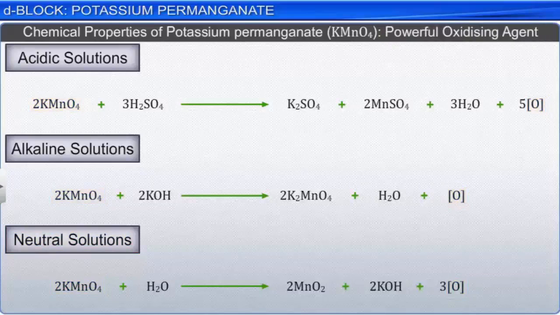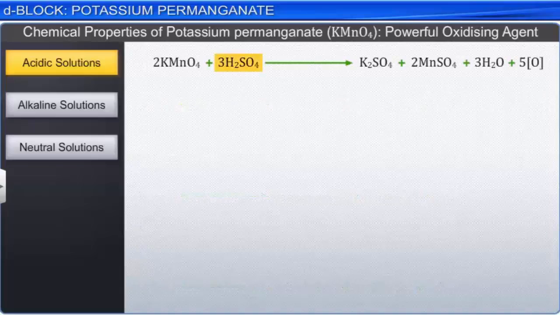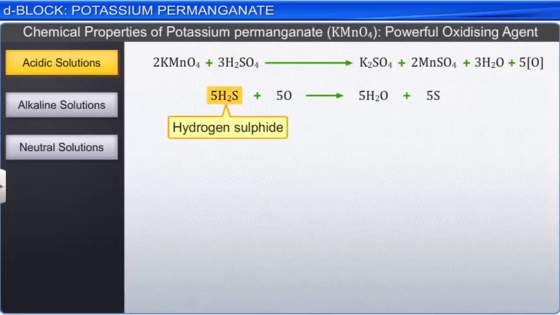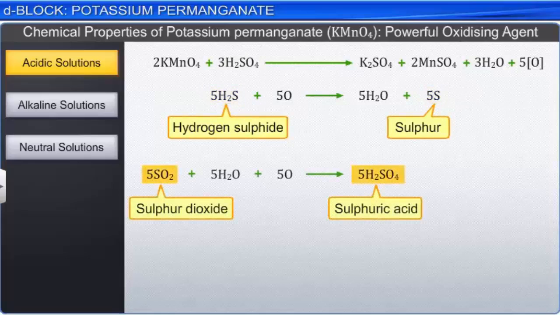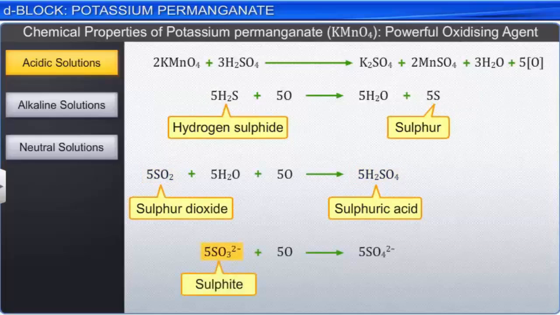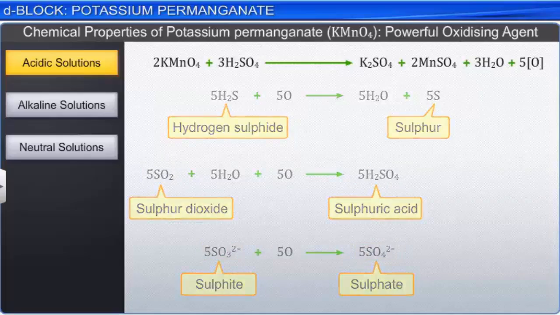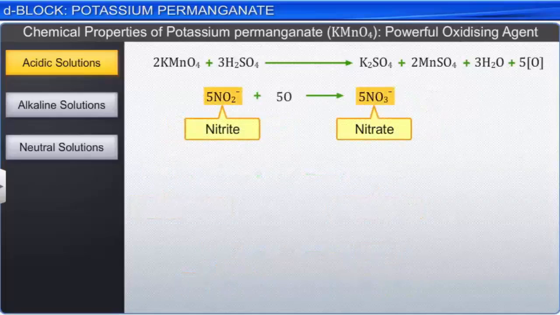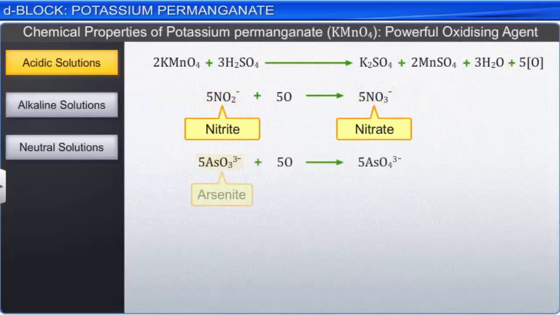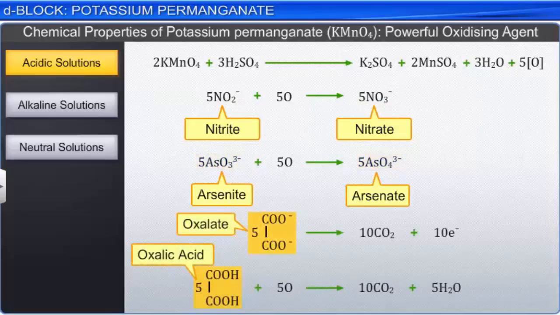In an acidic medium, it oxidizes sulfides or hydrogen sulfide to sulfur, sulfur dioxide to sulfuric acid, sulfites to sulfates, nitrites to nitrates, arsenites to arsenates, oxalates or oxalic acid to carbon dioxide, ferrous salts to ferric salts, iodides to iodine, and hydrogen peroxide to water and oxygen.